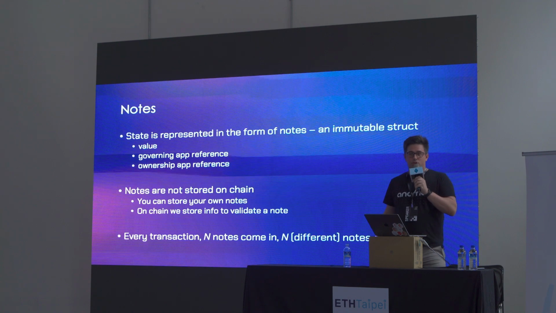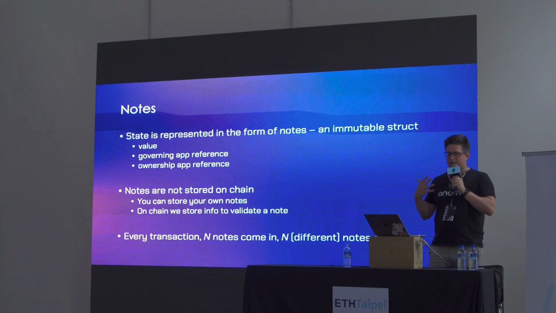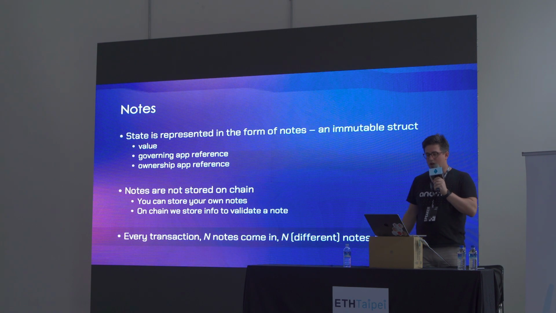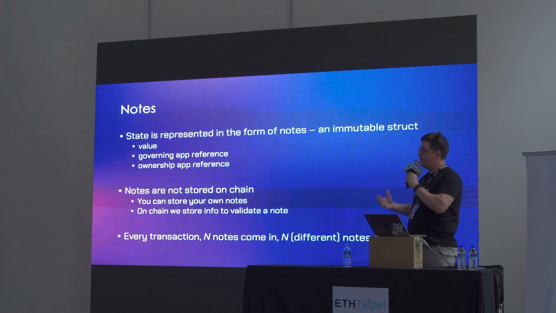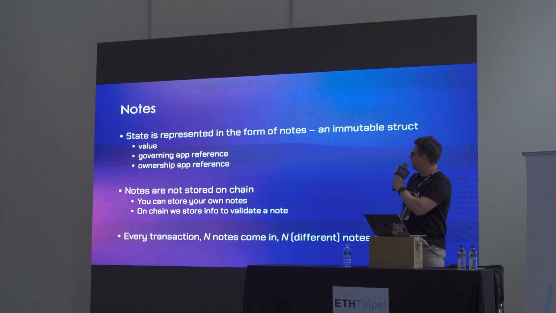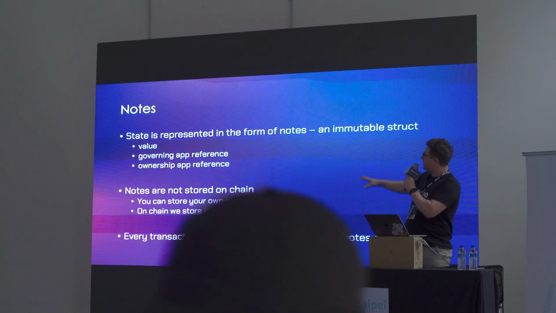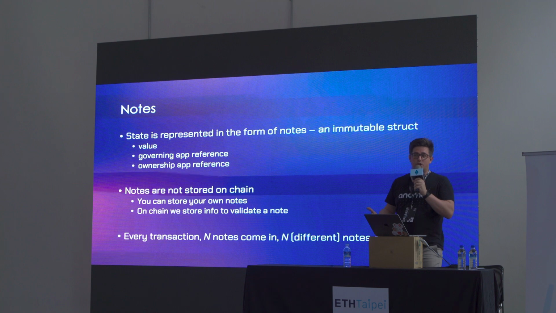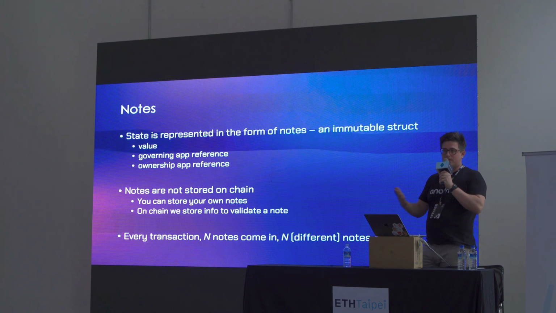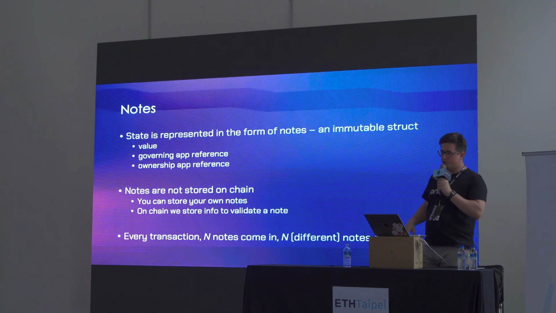So, being UTXO based, Taiga stores its state in the form of nodes, which are immutable structures with multiple fields. We would take a look at 3 of them, which are value, how many or how much of something is there. Governing app, which is what kind of node this is. Is it USDC, Ether, Bitcoin? And ownership app.